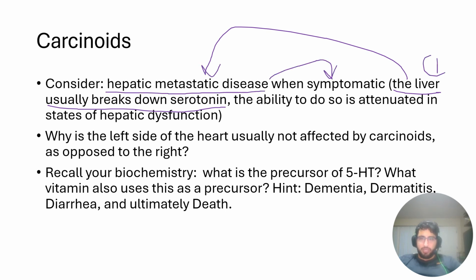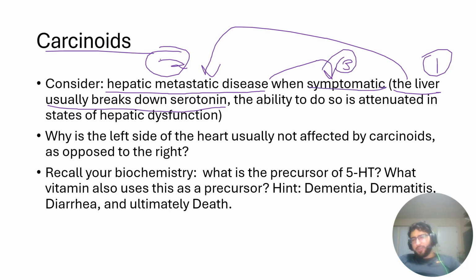Okay, so one, the liver usually breaks down serotonin. I realize I phrased this confusingly, so that's why I'm numbering it. One, the liver breaks down serotonin. Two, if there's hepatic metastatic disease, you won't be able to break down serotonin. And three, the inability to break it down causes symptomatic carcinoids.